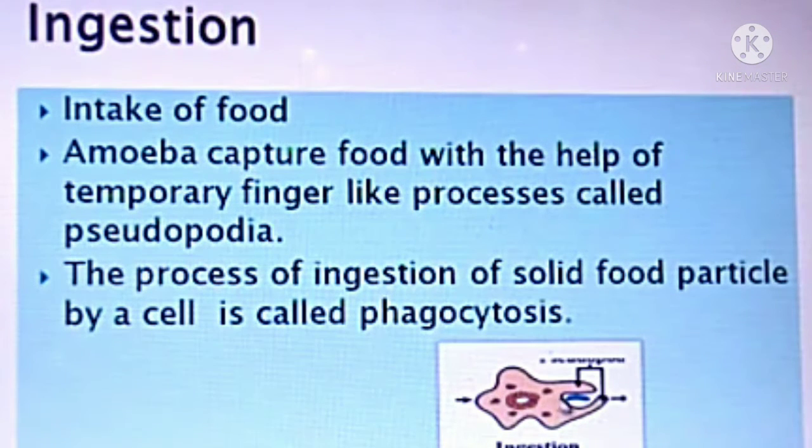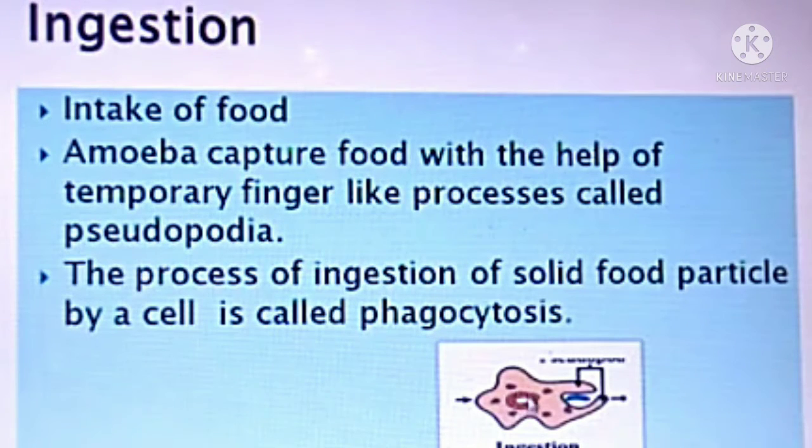So this is amoeba. This is a plasma membrane. This plasma membrane is extended. This is a food particle here. So what is the next process? The process of ingestion of solid particles by a cell is called phagocytosis. That means a single cellular organism, for example amoeba, is intaking or engulfing solid pieces of food, solid particles inside their body. That process we call phagocytosis.